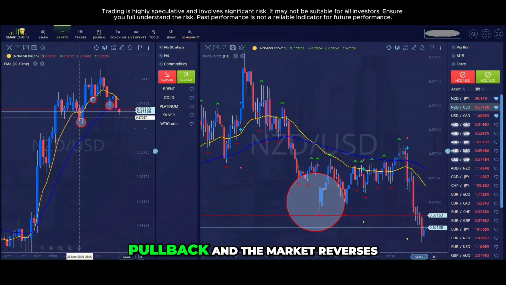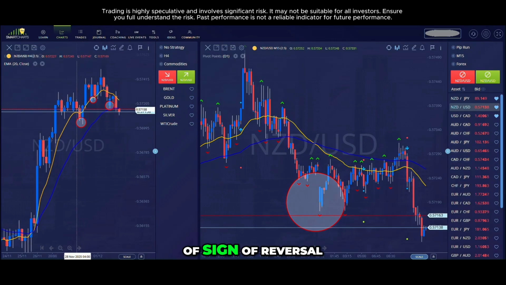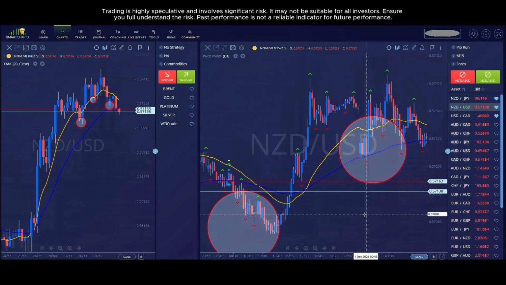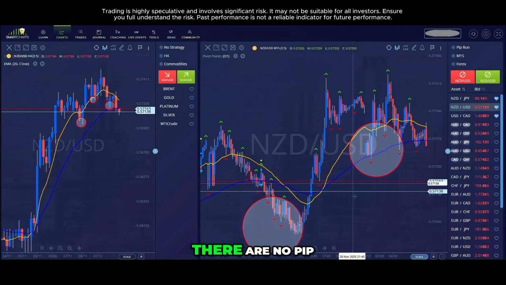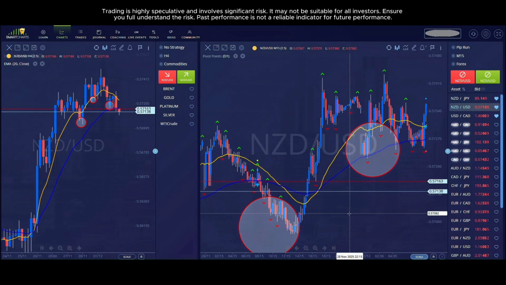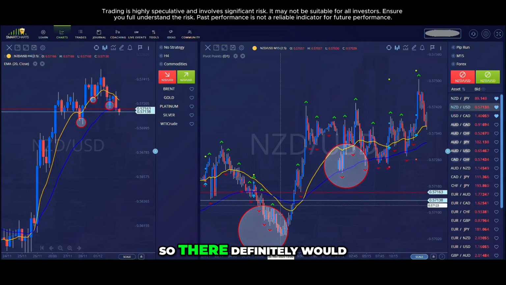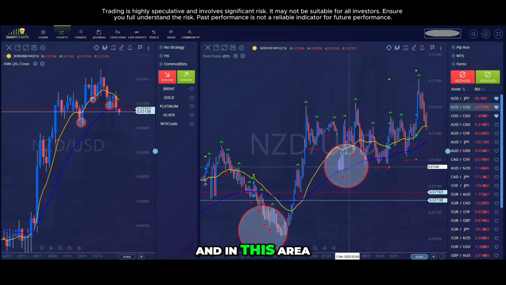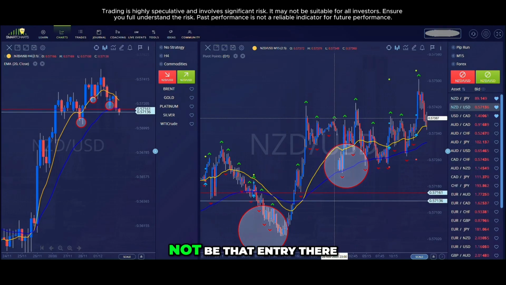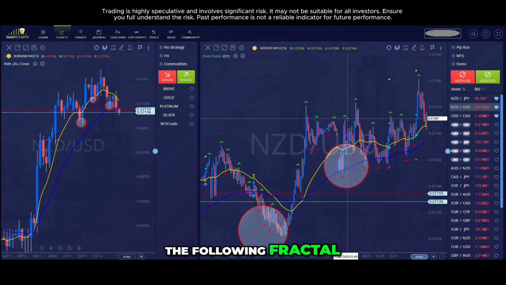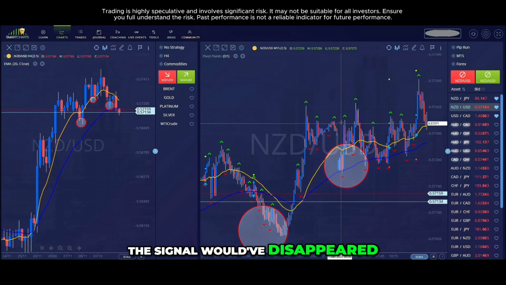Once we've got this pullback and the market reverses, you would like to see some sort of sign of reversal or looking for the pip runner. Look at this. There are no pip runners here. Is that okay? Of course it is. This yellow is below the blue, so there definitely would not be a signal. And in this area, there just happens to not be that entry there. So this fractal is slightly lower than that, and the signal did not go up on the following fractal. Therefore, the signal would have disappeared.